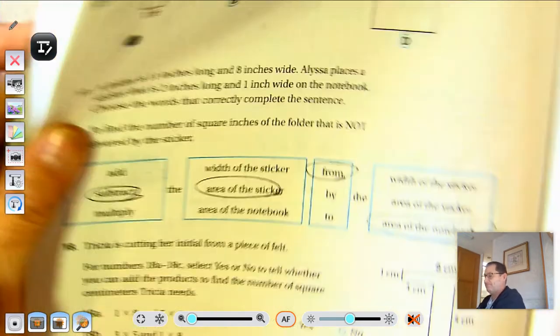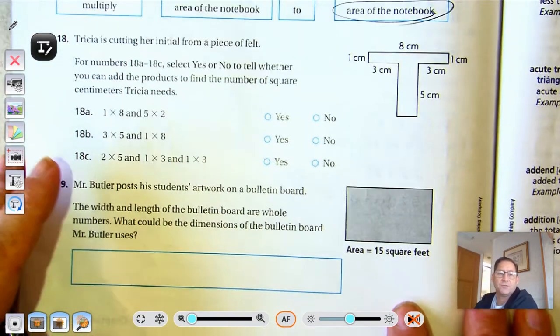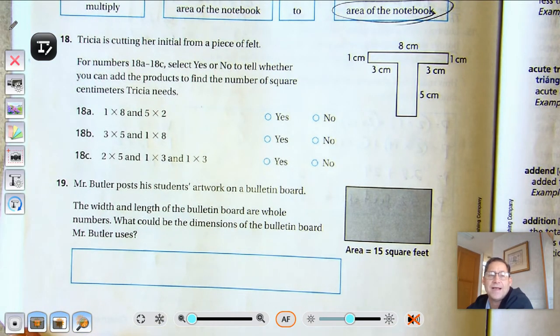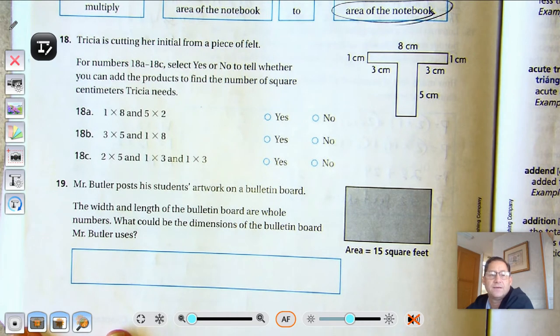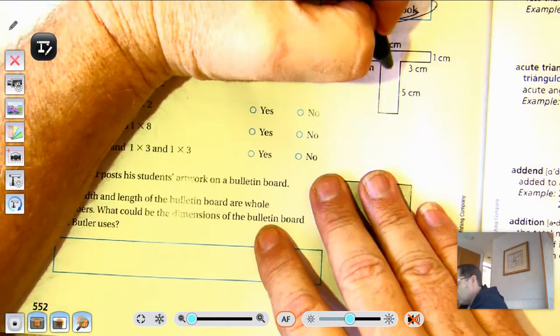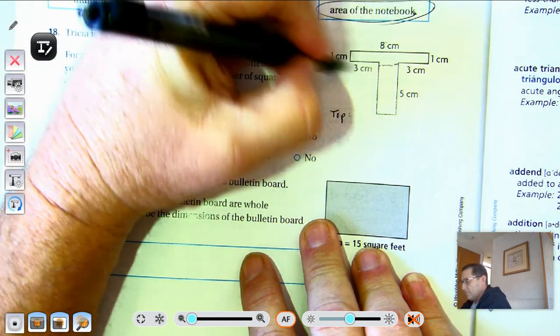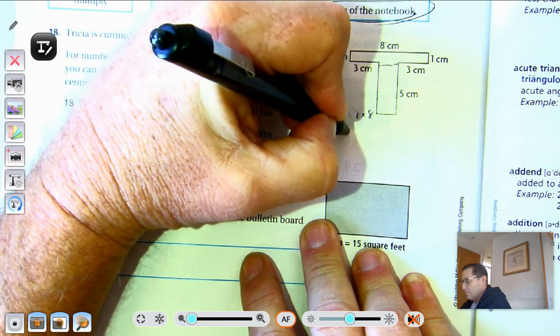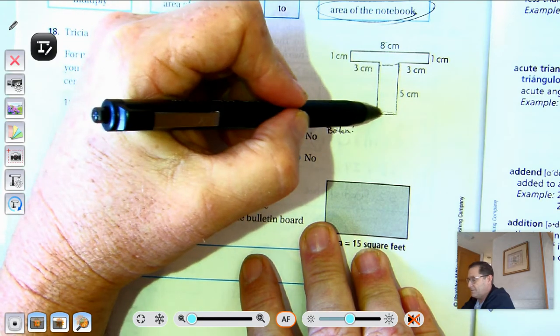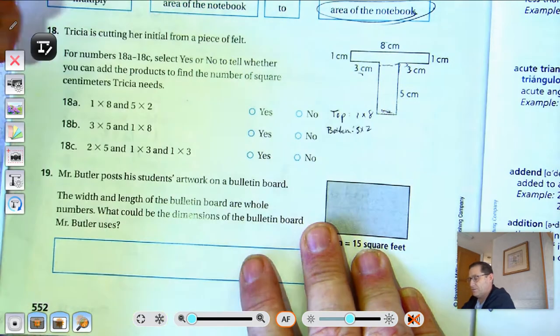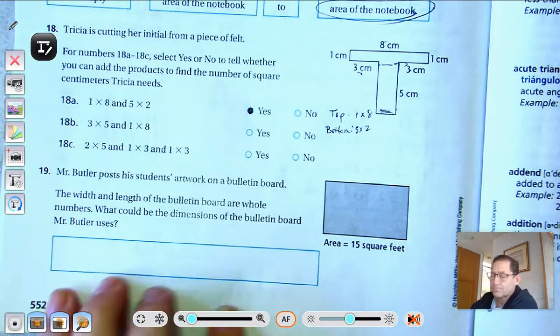Okay, 18. Trisha is cutting her initial from a piece of felt. All right. For numbers 18A through 18C, select yes or no to tell whether you can add the products to find the number of square centimeters Trisha needs. Can we do 1 times 8 and 5 times 2? Okay, so if we broke that up, the top part would be 1 times 8, and the bottom part would be 5. And how much is this piece right here? Well, these two are 3. The whole thing is 8, so 2. 5 times 2. Yes, that would work. 18A, yes.